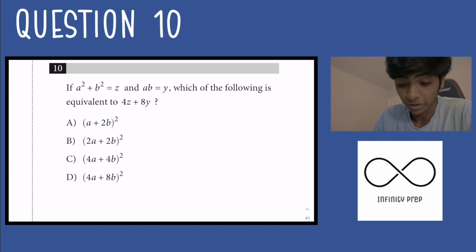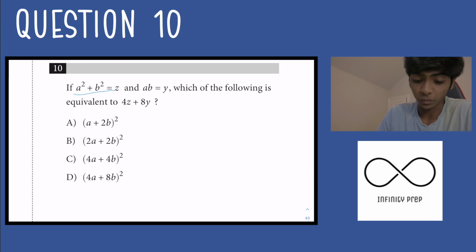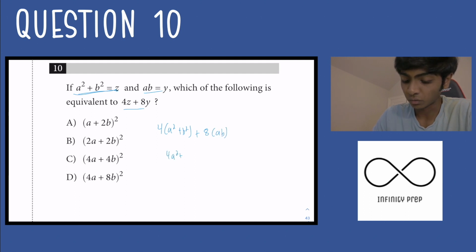Okay, now let's go to number 10. Number 10 states if a squared plus b squared equals z and ab equals y, which of the following is equivalent to 4z plus 8y? All we do is we plug in a squared plus b squared for z, and for y we plug in ab, and we get 4a squared plus 4b squared plus 8ab, right?